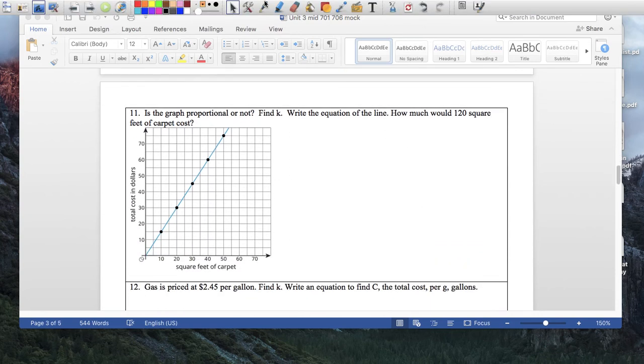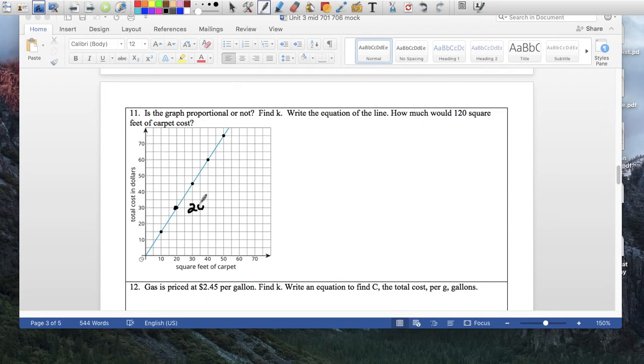Is the graph proportional or not? How can you tell? Well, I can tell it's proportional because it starts at 0, 0, and it's a straight line. Let me find k. To find k, you can pick any of these points, the ones that are given to you here, or you find the point yourself.